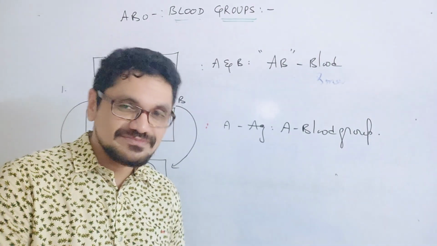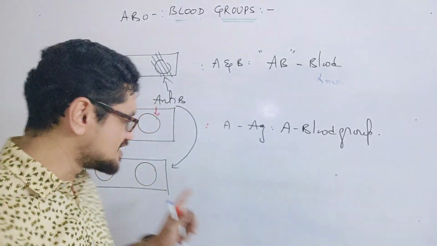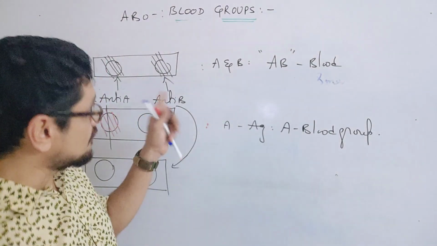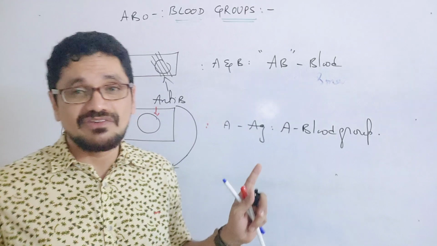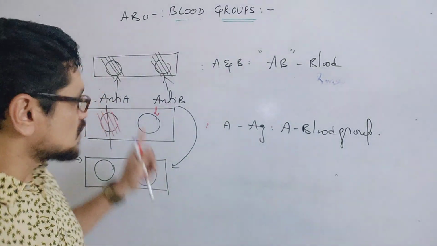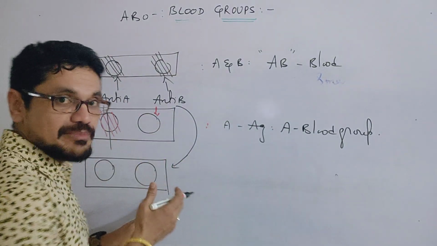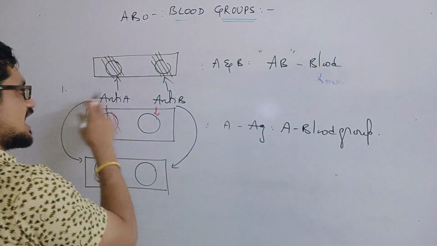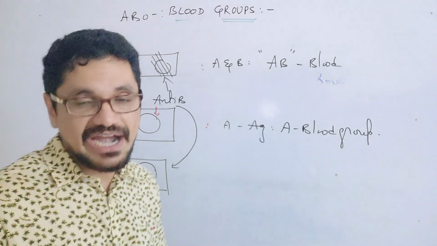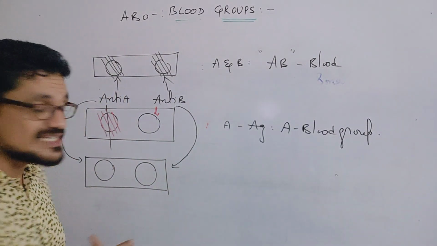After adding anti-A, no reaction. Why? Because there is no A antigen here. After adding anti-B, there is no reaction here. Why? Because there is no antigen B. So as there is no antigen B, antibody B can't kill anyone. And similarly anti-A, no reaction after adding anti-A. Why? Because here A antigen is not there.